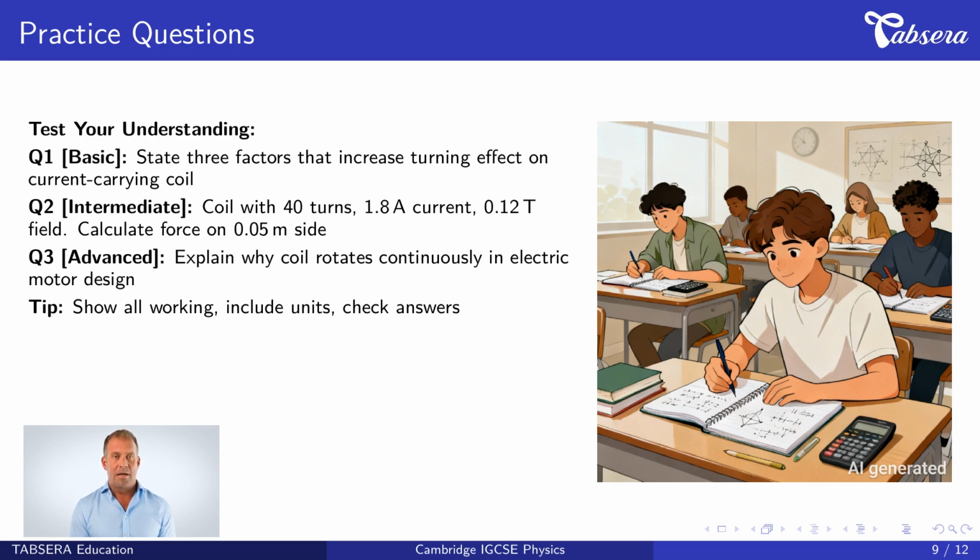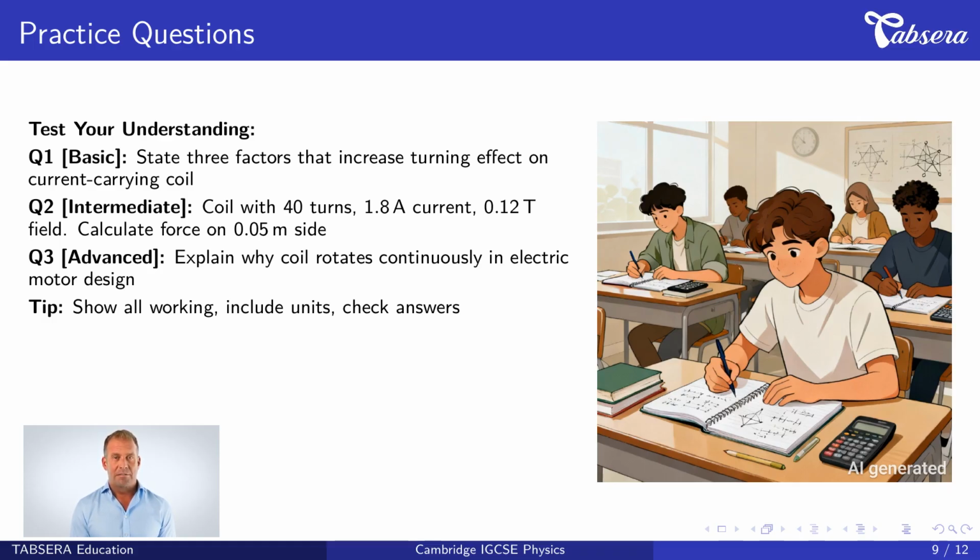Question 2 is intermediate level. It states, a coil has 40 turns, carries 1.8 amperes current in a 0.12 Tesla magnetic field. Calculate the force on a 0.05 meter side. This requires you to apply the force equation we learned.